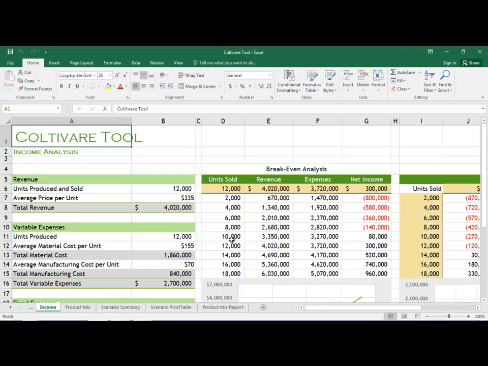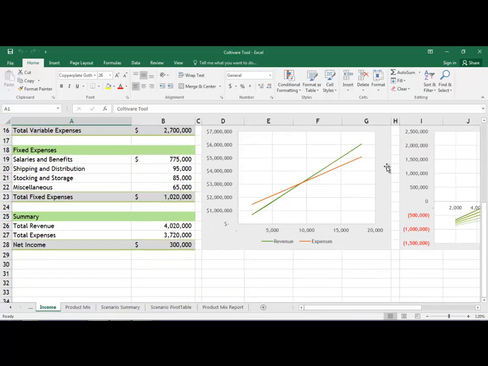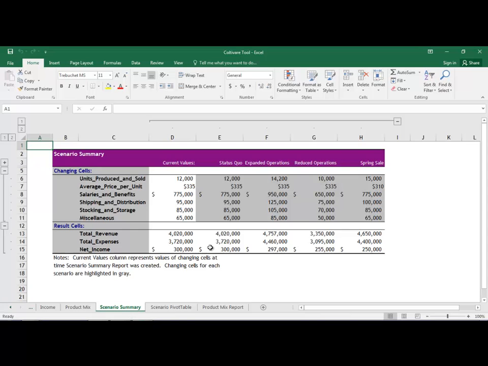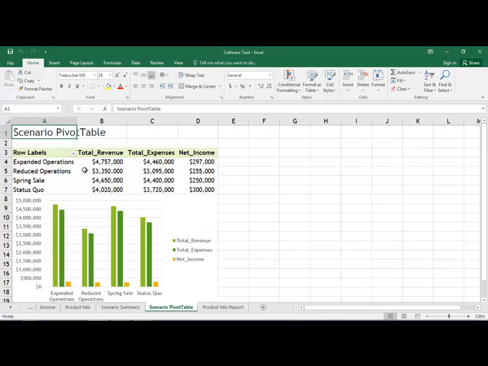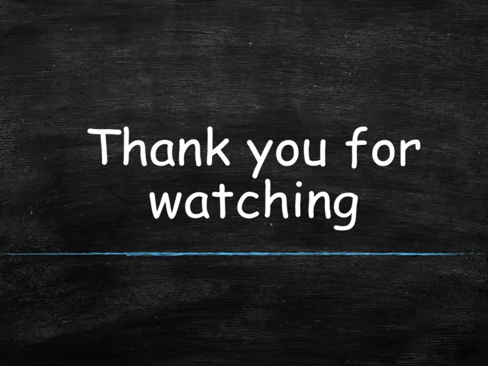But for us, we're going to learn goal seek. We're going to learn how to do a one-variable data table and a two-variable data table. We're going to learn how to build these charts, and we're also going to learn how to build all the scenarios that come out of the scenario manager, along with building out a pivot table.